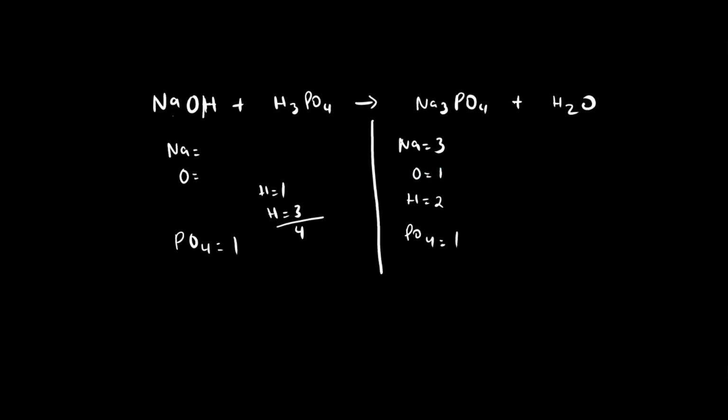Let's start with the sodium. We have 1 on the left, 3 on the right. To balance that, we introduce a coefficient of 3 here in front of the sodium hydroxide. So now we have 3 sodium on the left, 3 oxygen on the left, and now 1 times 3, that gives us 3. So total we have 6 hydrogen on the left.